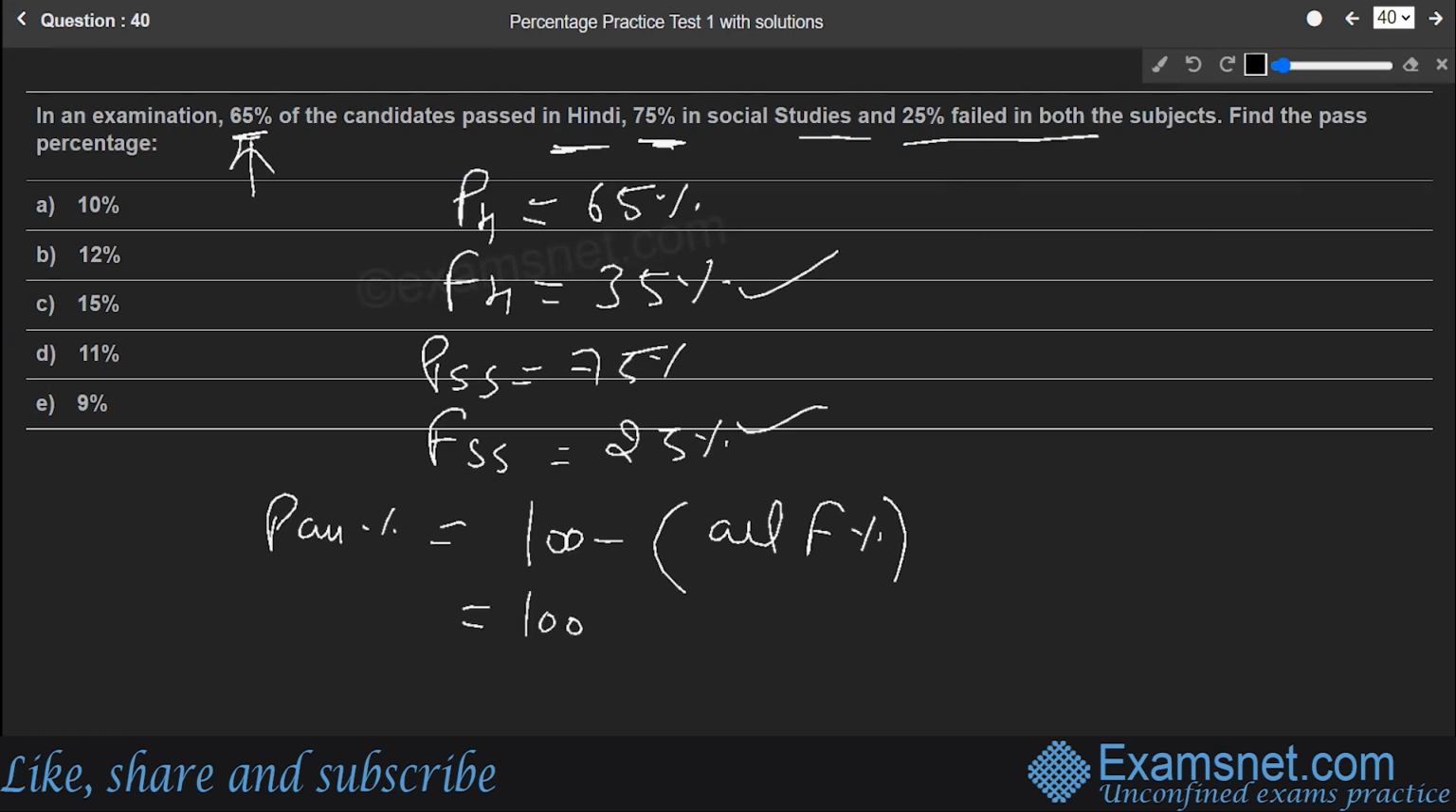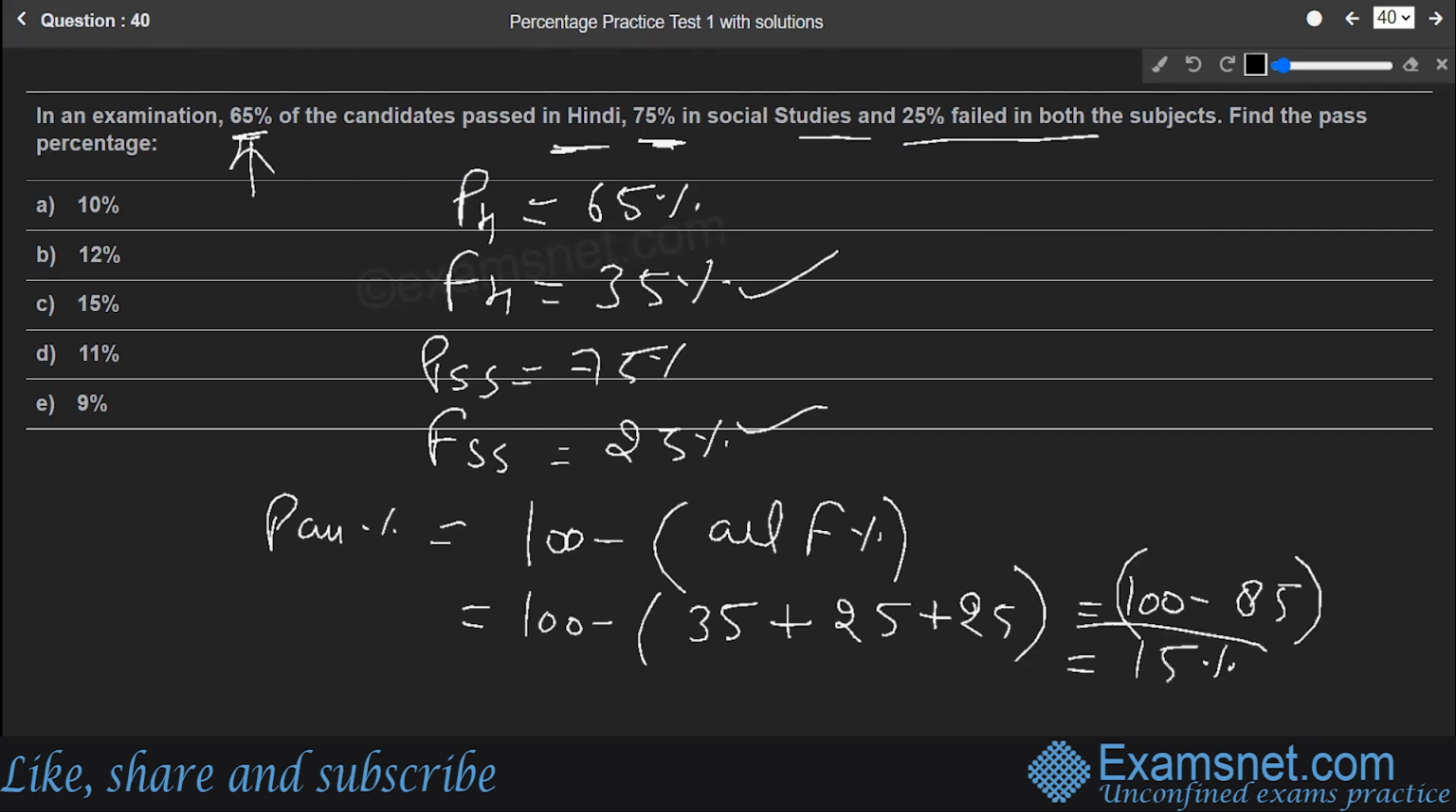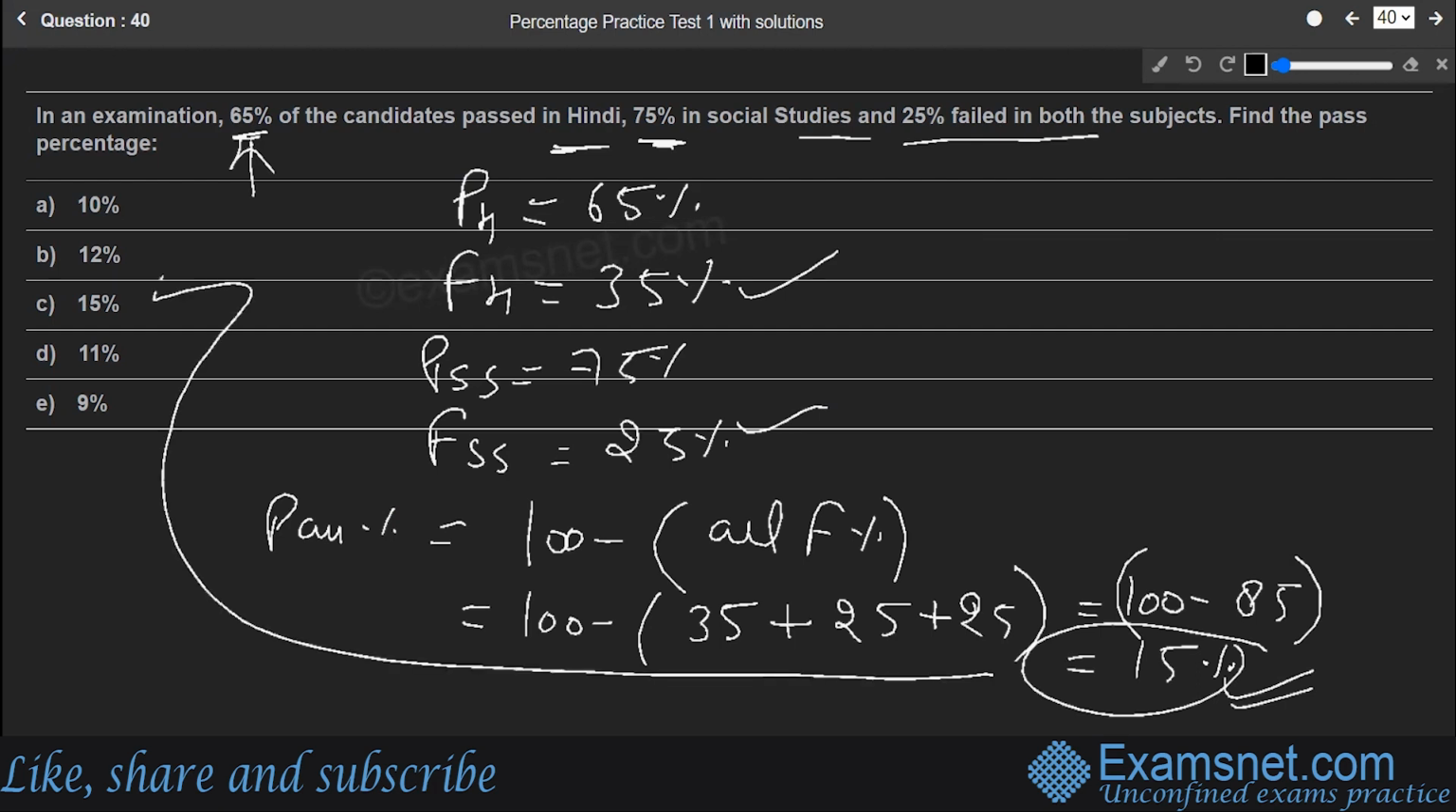So let us do it. 100 minus all failing. First failing is failing in Hindi, that is 35. Second is failing in social science, that is 25%. Last is failing in both, that is nothing but 25%, as given in the question itself. If we solve this, 35 plus 25 plus 25 is actually 85%. So 100 minus 85 is 15%. So that is the passing percentage as asked in the question. The total passing percentage comes out to be 15% in the examination. Let's see where this option is available. It is available in option number C. So it becomes the right answer for us.